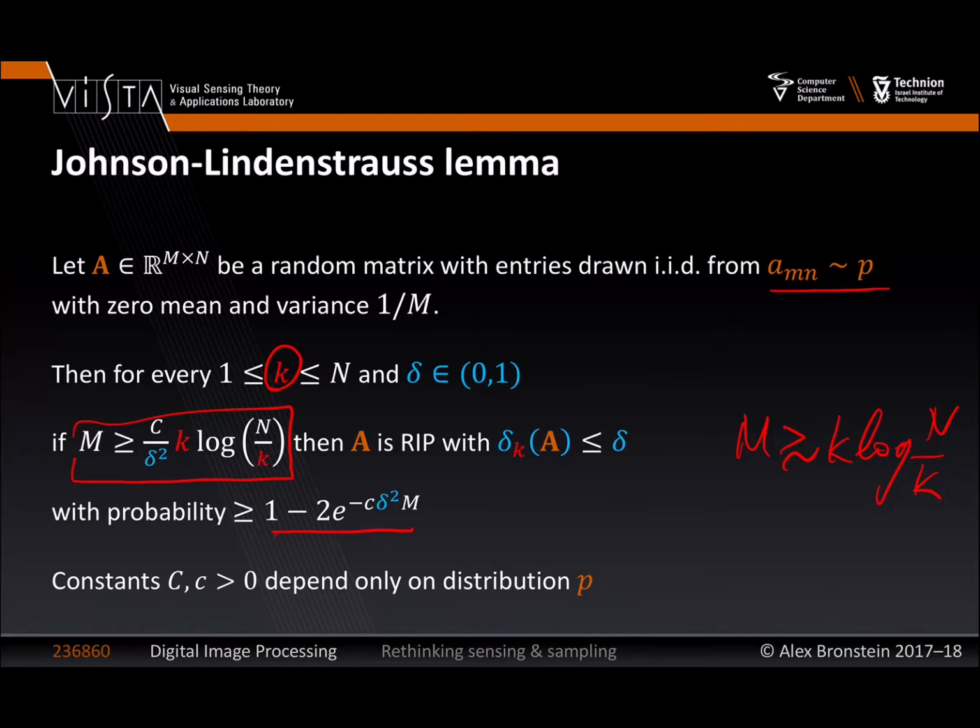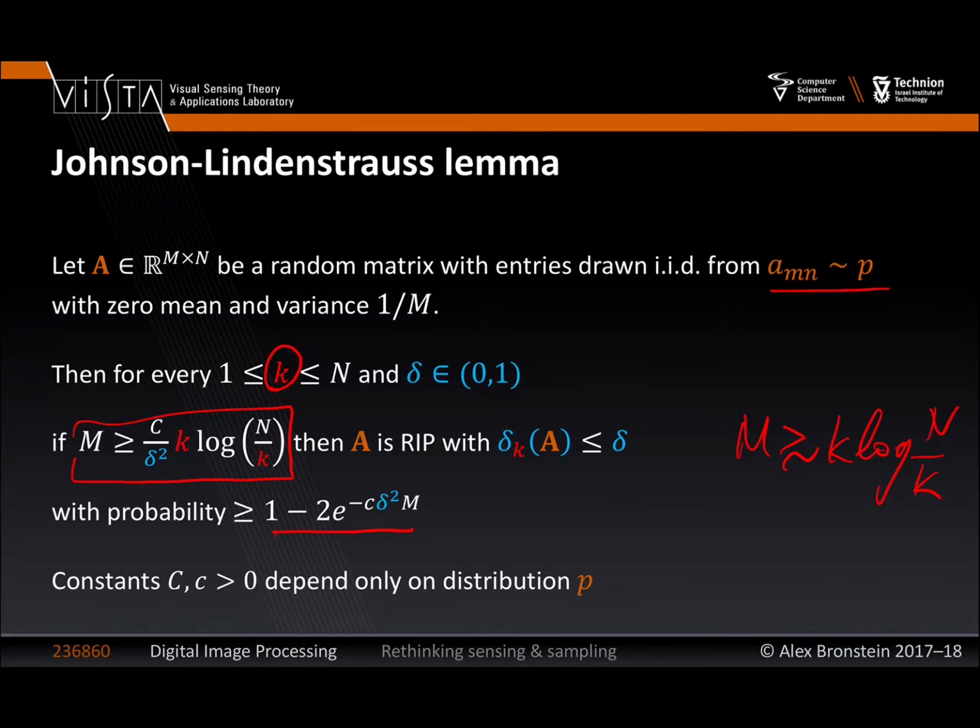Okay? So it's kind of a probably approximately correct type of statement. It doesn't hold every time, and it holds approximately, right? But if you allow this kind of relaxations of the exact statement, then you have a very easy recipe to construct good sensing matrices.